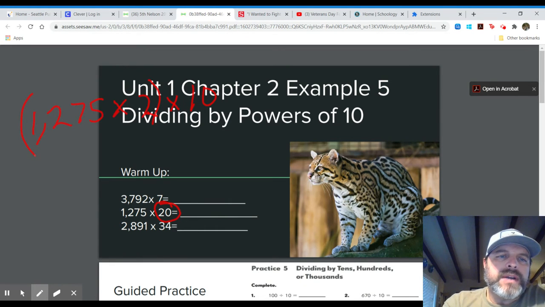So 2 times 5 is 10, carrying the 1. 2 times 7 is 14, 15. 2 times 2 is 4, plus 1 is 5, and 2 times 1 is 2.